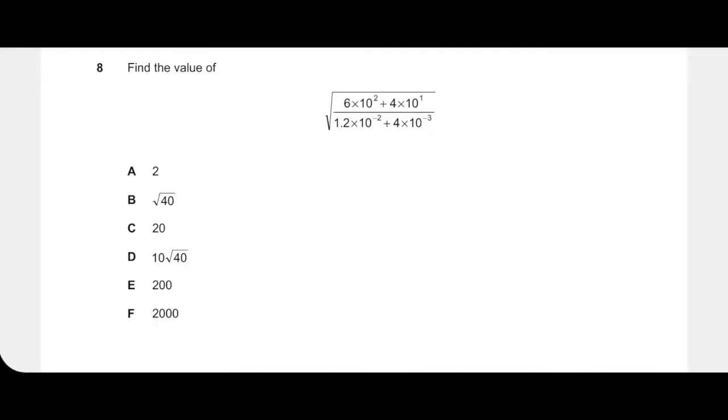Question number 8. Find the value of the square root of 6 times 10 to the power of 2 plus 4 times 10 to the power of 1, over 1.2 times 10 to the minus 2 plus 4 times 10 to the minus 3. So step number 1 is to try and simplify everything inside of the square root. So that goes to the square root of 640, because I use BMAT methods to simplify the numerator and the denominator. Hopefully I don't need to explain that.